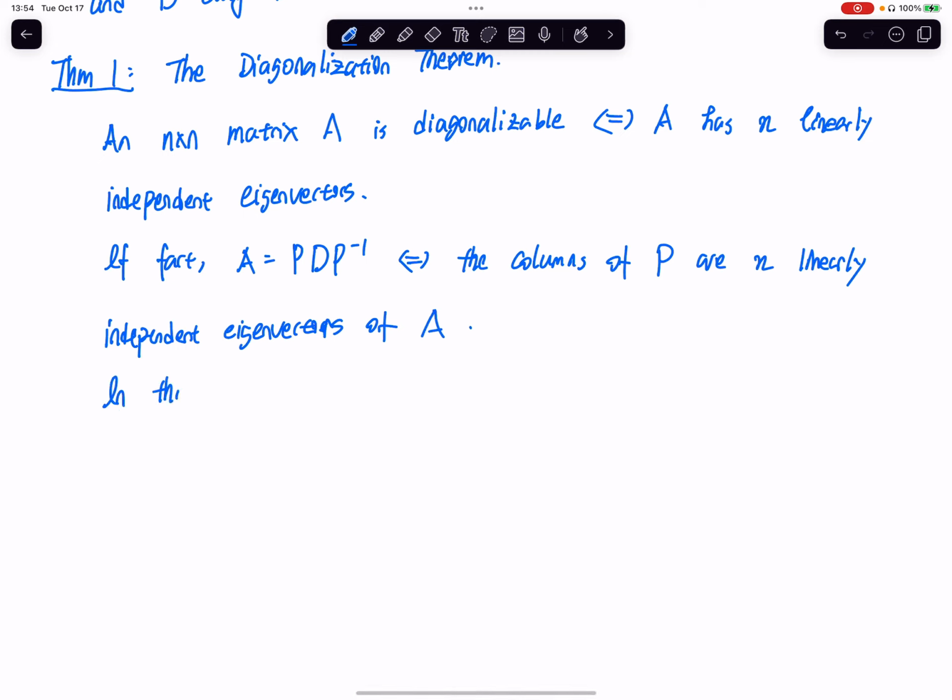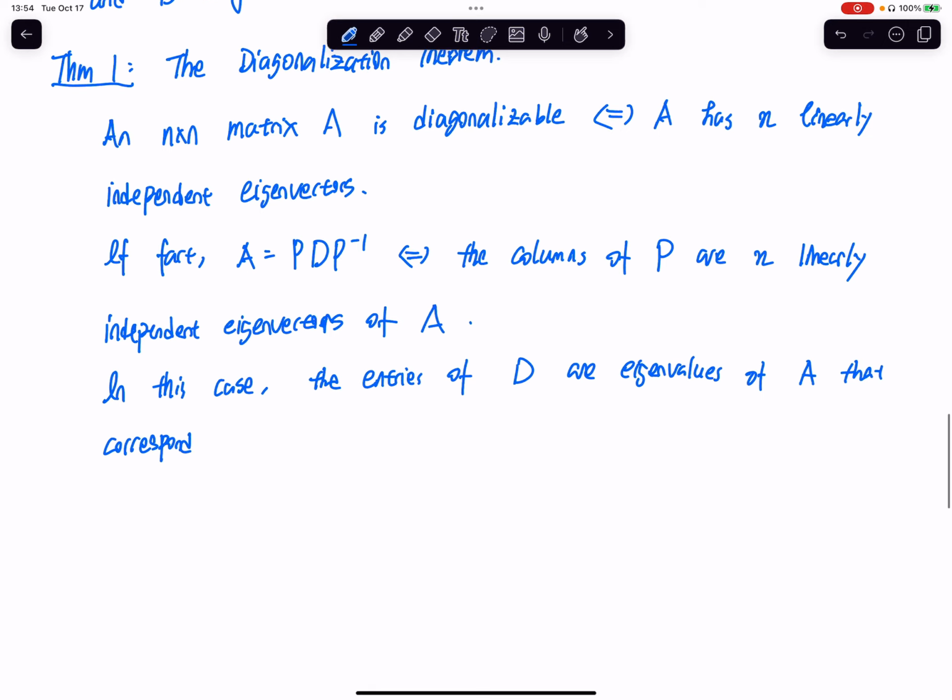So in this case, the entries of the diagonal matrix D are eigenvalues of A that correspond respectively to the eigenvectors in the columns of P. So this is why the eigenvector information is contained within a matrix, and it can be displayed by our factorization, and this is why this is so important.